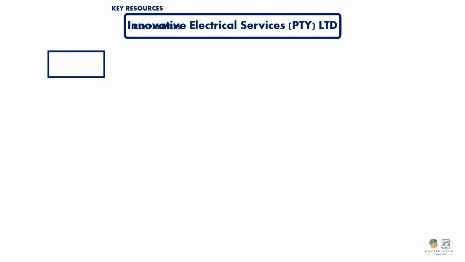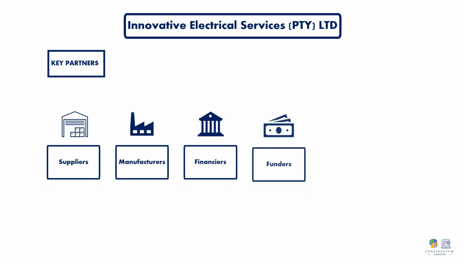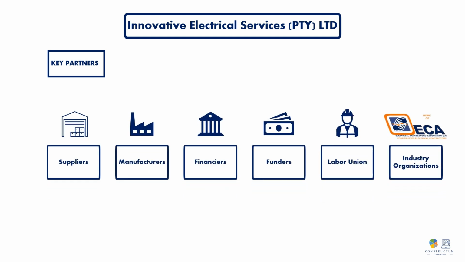Next, we consider key partners. Up to this point, Karel's focus has been internal, but now Karel must turn his attention to the topic of external partners. Karel identifies the following key partners: suppliers, manufacturers, financiers, funders, the labor union, and industry organization.